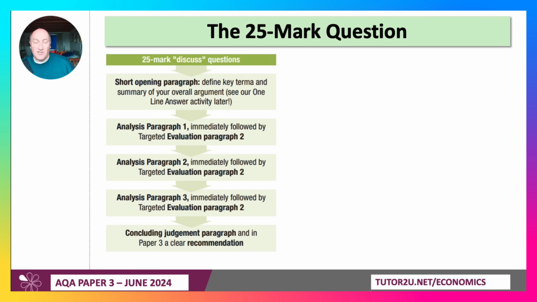The 25 mark question is obviously the discussion question with a recommendation at the end. Short opening paragraph, define the key terms and summarise your overall argument. Analysis paragraph 1, followed by evaluation. Then 3 separate analysis paragraphs, each immediately followed by targeted evaluation. And then you build a concluding judgment. Because it's Paper 3, you have to come to a clear recommendation at the end of the answer and justify your recommendation.